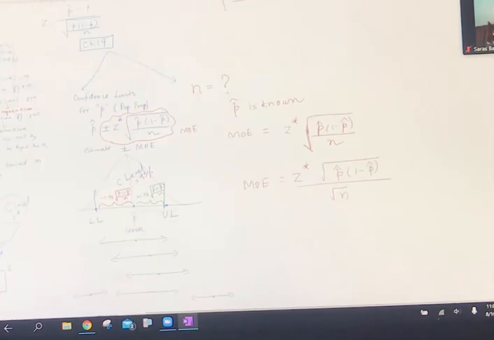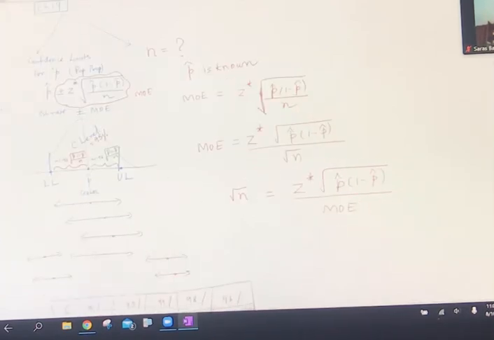Now I am going to solve for square root of n. So I'm going to swap these two, all right? So square root of n is equal to z star times square root of p hat times 1 minus p hat over the margin of error. But I don't want the value for square root of n. I want the value for n.